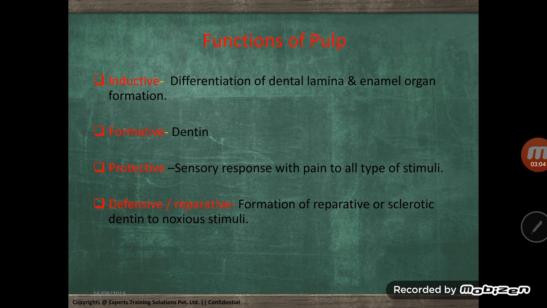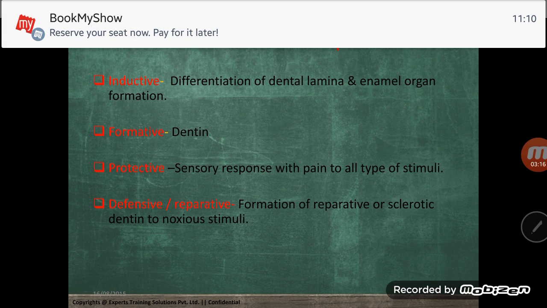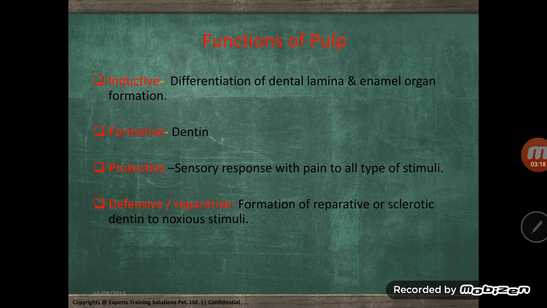Next is protective. The sensory receptors with pain will protect the pulp from all types of stimulus in the form of pain, whether it is cold, heat, or anything. The pulp is going to give the response in the form of pain. Next is defensive and reparative, the formation of reparative or sclerotic dentin.